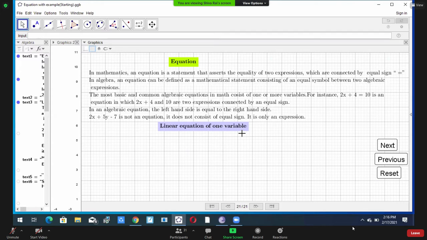It is in page number 194. Look, in page number 194. At the top of page number 194, linear equation of one variable is given there. So what do you mean by linear equation of one variable? Suppose this also linear equation.